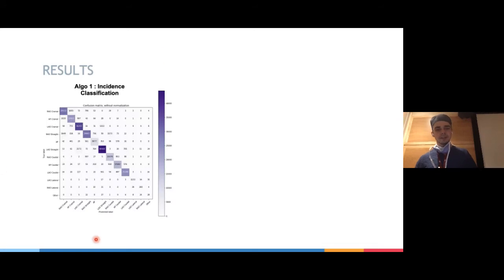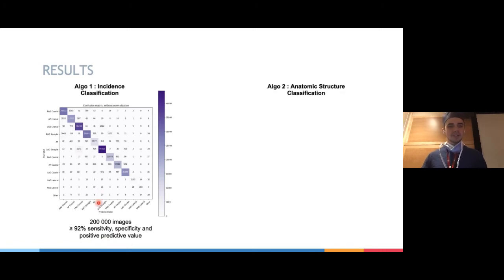So here are the results of our algorithms. Algorithm one was for the projection or incidence classification. This is a confusion matrix with different views. Again, you want to have them in this diagonal right here that I'm highlighting. And you can see the majority of our predictions by the AI algorithm match the actual incidence or view, and we observe a 92% sensitivity and specificity in over 200,000 images.